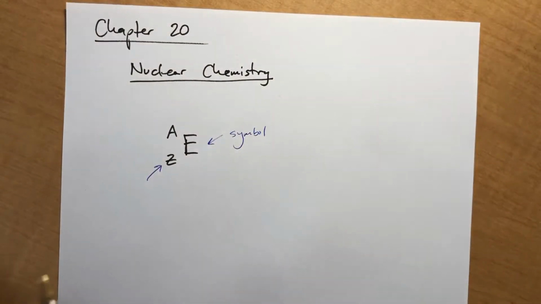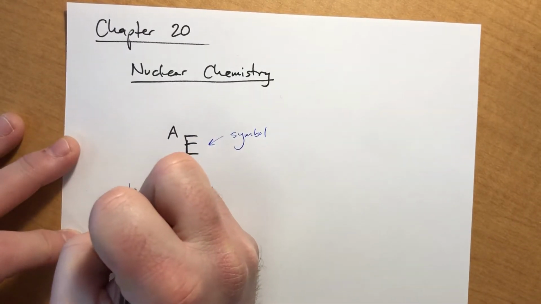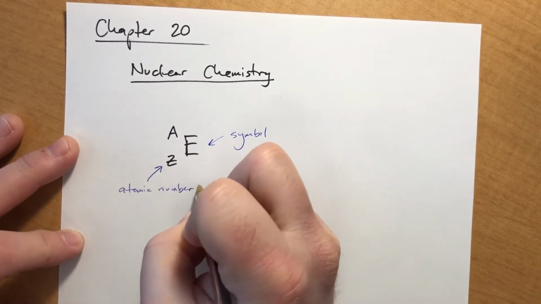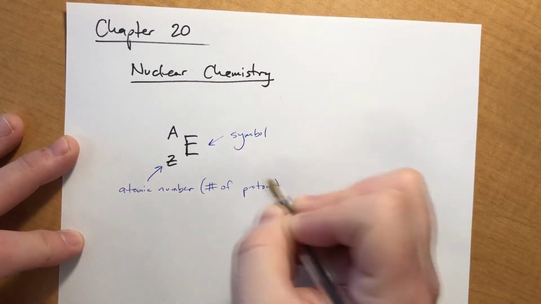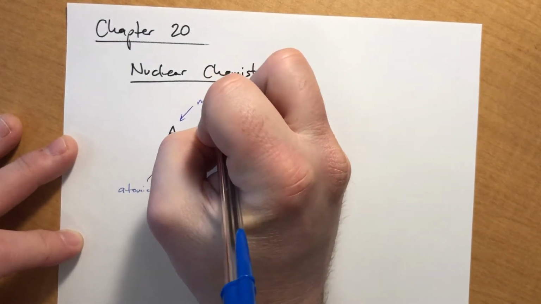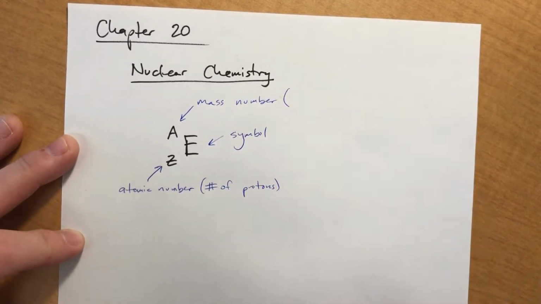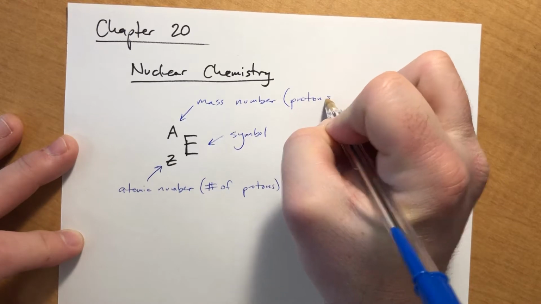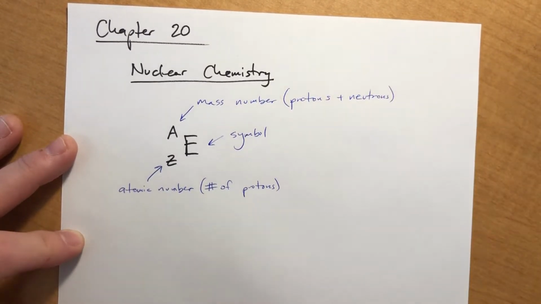Since we're talking about the nucleus, we start caring about protons and neutrons a whole lot more all of a sudden. And this A value is the mass number. It's equal to the number of protons plus the number of neutrons. Remember that protons weigh 1 and neutrons weigh 1, so it's going to be nice whole numbers for both of these. Okay?